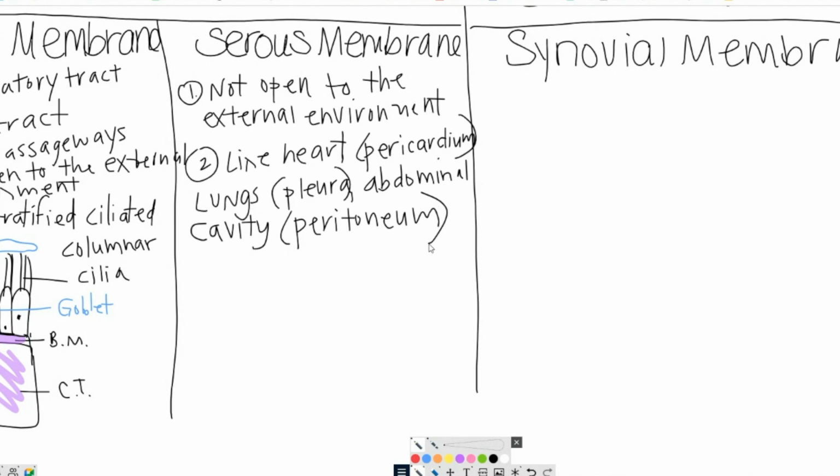All of these are covering over organs, and that's going to be a key difference between the serous membrane and the mucous membrane. The mucous membrane is going to line passageways that open to the external environment, and the serous membrane is not going to do that.